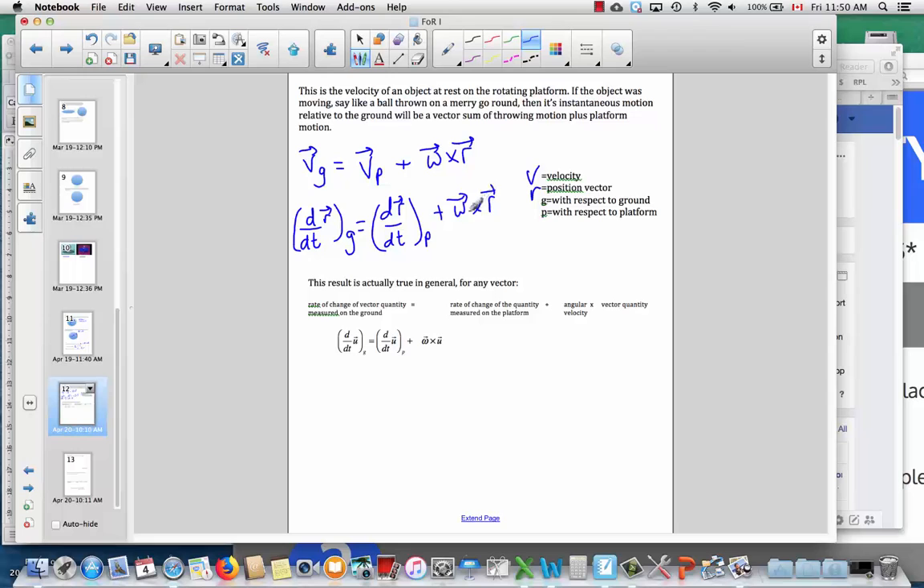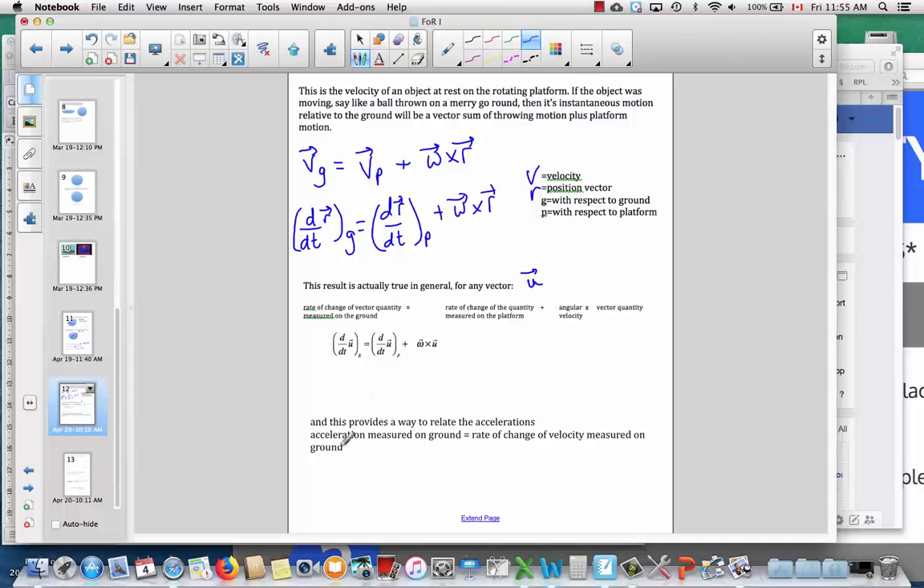And this result can actually be shown to be true in general. For any vector quantity, its rate of change of that vector measured on the ground, the inertial reference frame, is its rate of change as measured in the rotating reference frame plus omega cross whatever that vector quantity is. So this is for a general vector quantity u. Now it could be any vector quantity. Here we applied it to the position r.